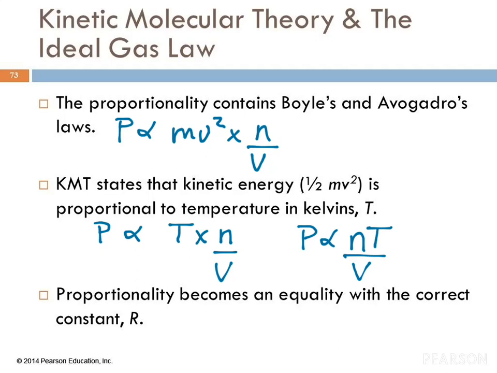So that's starting to look a little bit familiar. If we throw in a proportionality constant, it becomes an equality, and we get P equals nRT over V, or to get rid of the fraction, PV equals nRT. That's the whole point. Yay!